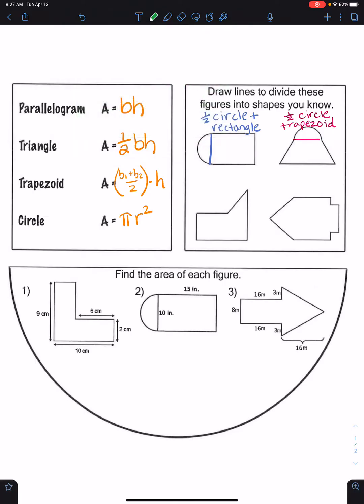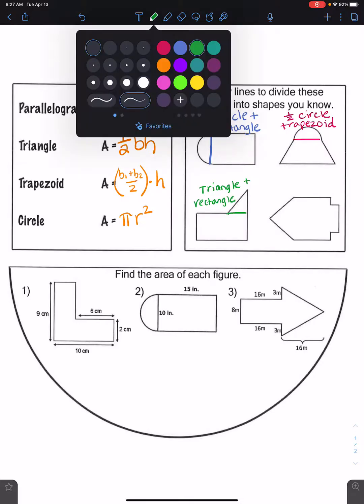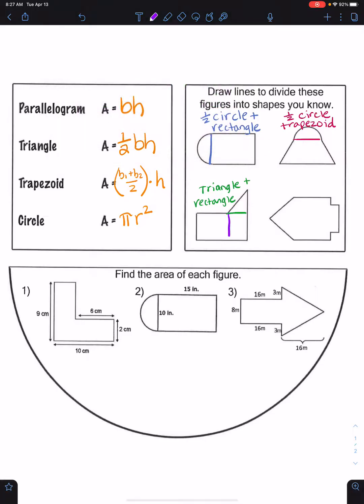And then down here, I think the easiest way would be to draw a line right here and make a triangle on top and a rectangle on the bottom. That's not the only way you could do it. You could also draw a line like right here and make a rectangle and a trapezoid. Over on this shape, I can make a triangle and then two rectangles. So the idea then is that you would find the area of each of those sections and add them up.